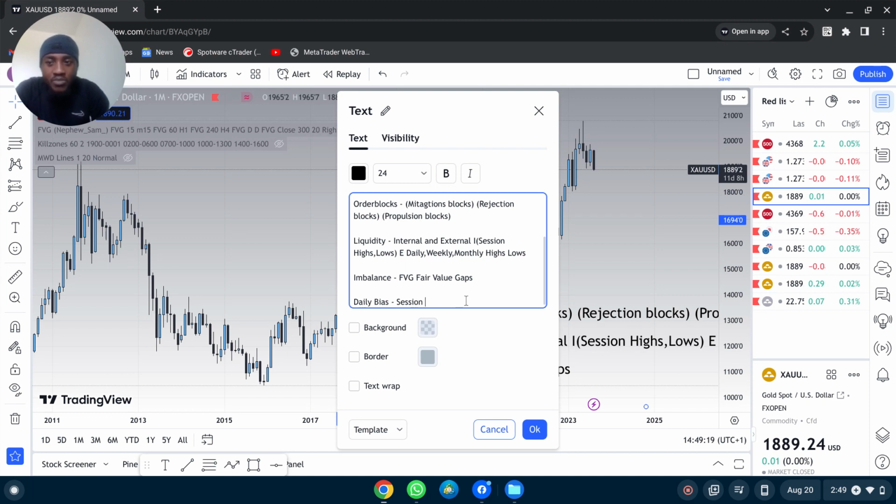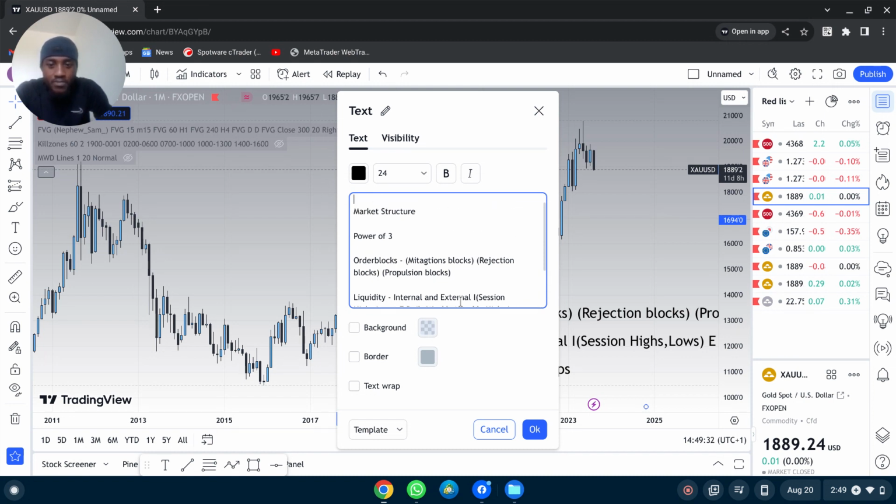The reason session bias is so important is that you may not have a daily bias, but you may know the next draw on liquidity. Intraday, you can trade that if you have a good understanding of it. We're going to go through all of these things. With your power of 3, AMD, accumulation, manipulation, distribution, these things happen on the daily, weekly, monthly, even the yearly.